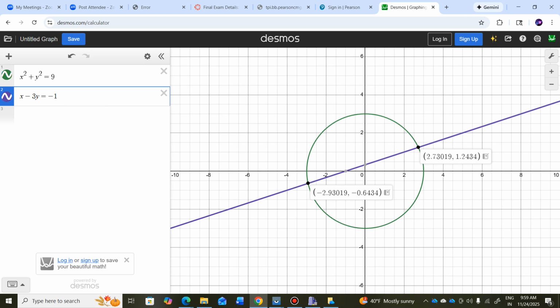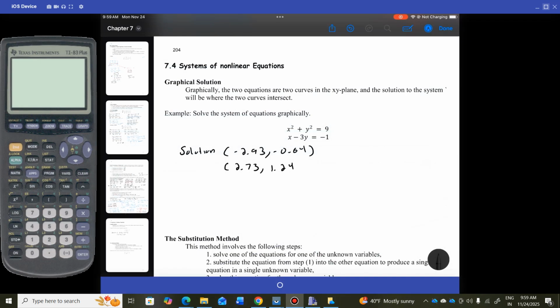And so again, graphing is a way to get quick answers, but notice these are not exact answers, they're approximate answers. To get exact answers, we have to go through the other methods.